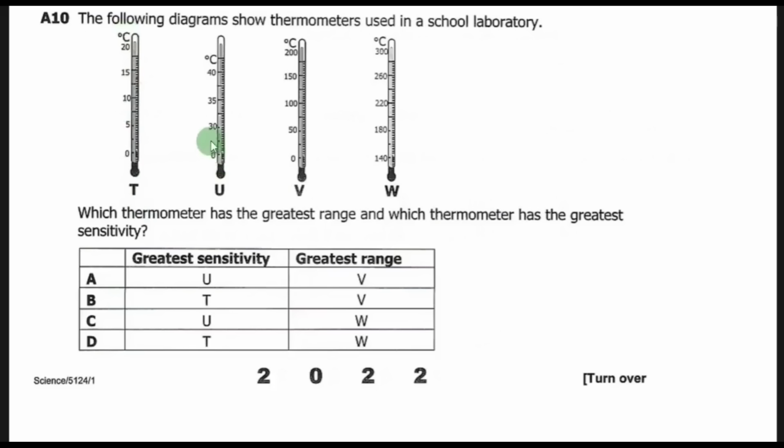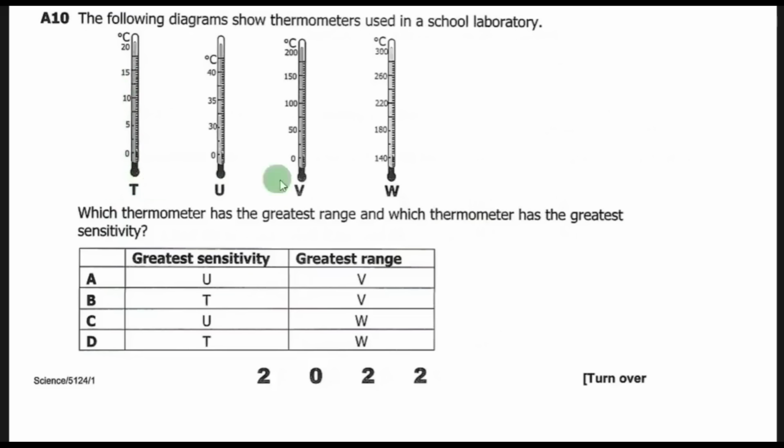Here we have 0, then we go to 30. Here from 0 we go to 50. Here from 0 we go to 140, we go to 180. So there are big differences in markings here. So these won't be sensitive, but this one will be sensitive.